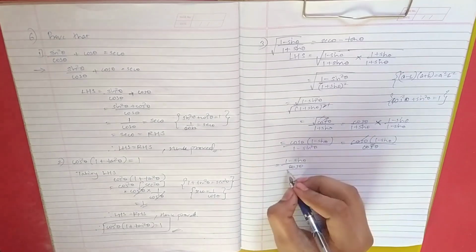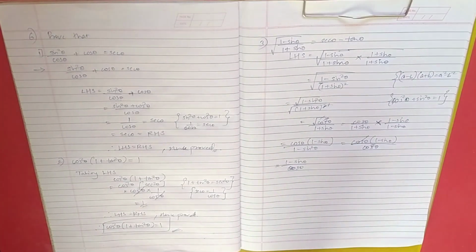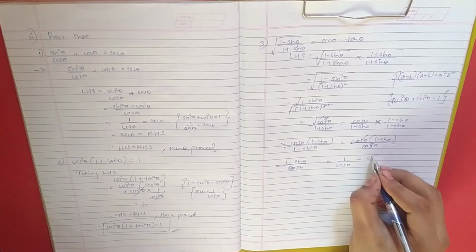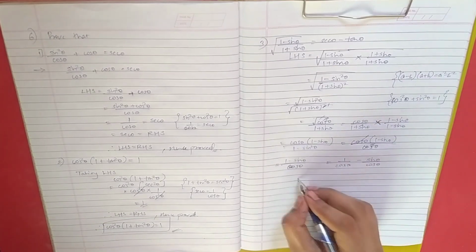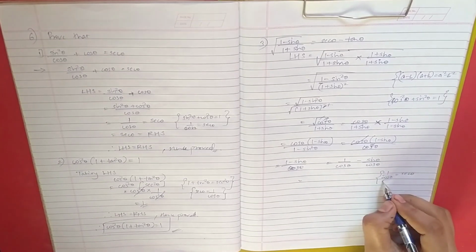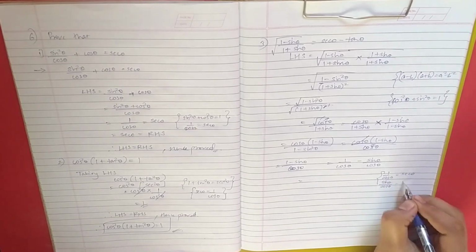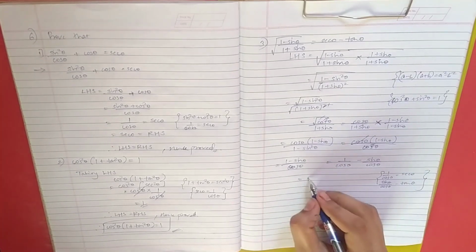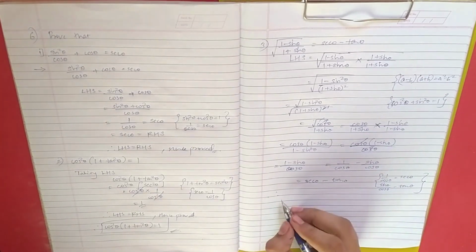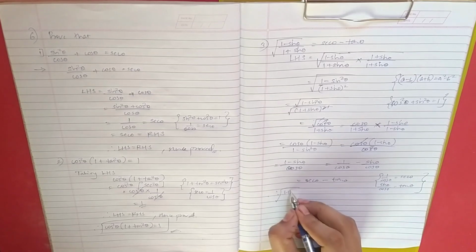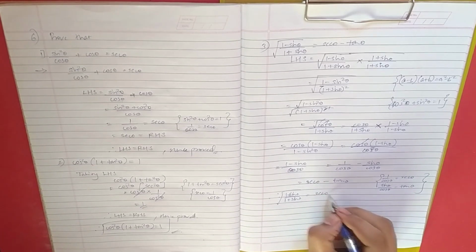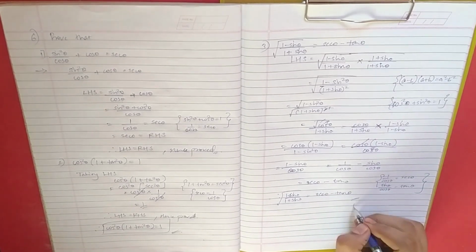So we have to prove that this is sec theta minus tan theta. We can distribute this as 1 upon cos theta minus sin theta upon cos theta. Now 1 upon cos theta is sec theta, and sin theta upon cos theta is tan theta. So therefore this will be sec theta minus tan theta. Therefore under root 1 minus sin theta upon 1 plus sin theta equals sec theta minus tan theta, hence proved.